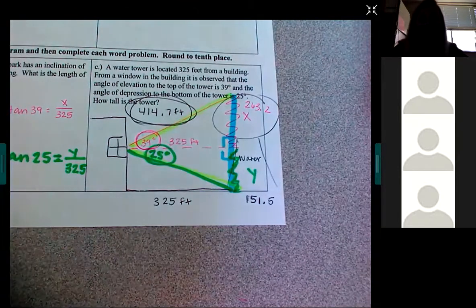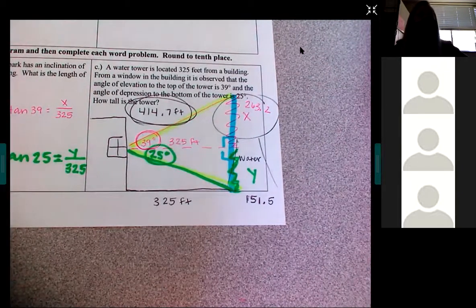Any questions before I turn you loose on your classwork? It is not on Delta Math. They don't have anything. Delta Math never has any good word problems, so it is not. It's a worksheet. But it's only 5 questions.